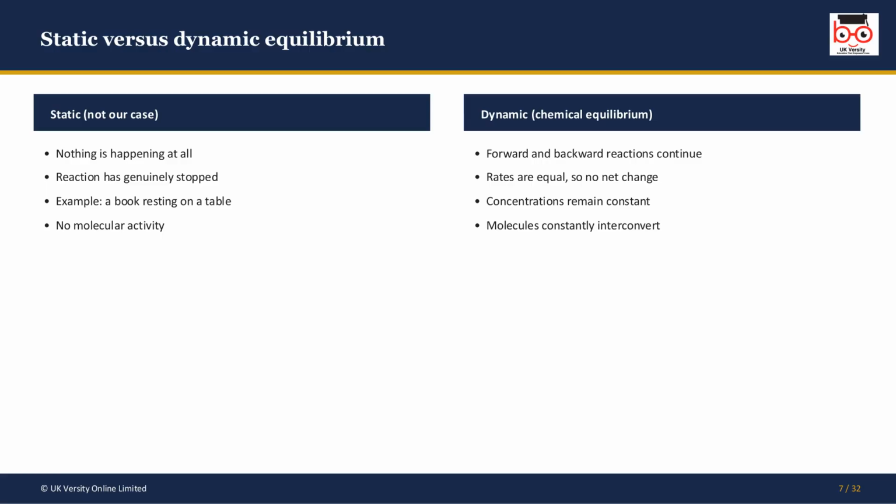It helps to contrast dynamic equilibrium with static equilibrium. Static equilibrium is when nothing is happening at all. The process has genuinely stopped, like a book resting on a table with no molecular activity. Dynamic equilibrium, our chemical kind, is quite different. The forward and backward reactions carry on continuously. Their rates are equal, so there's no net change, and the molecules are constantly interconverting even though the concentrations hold steady.